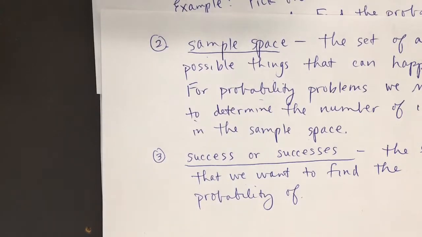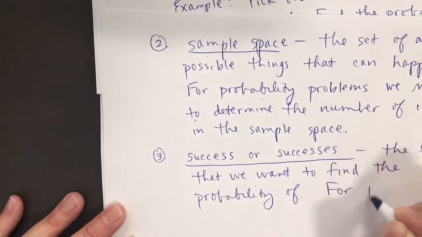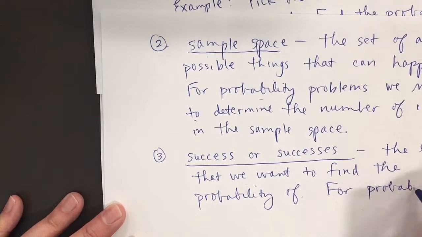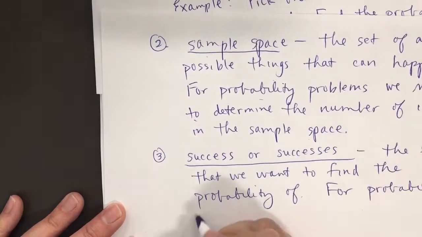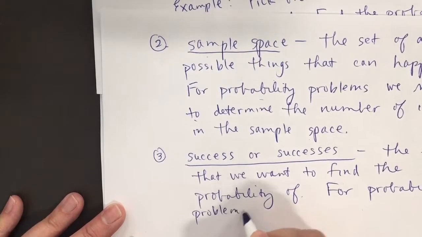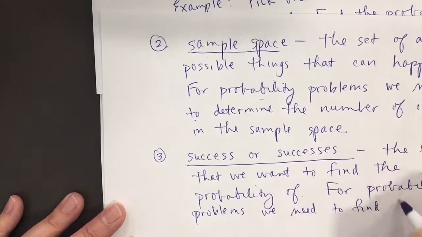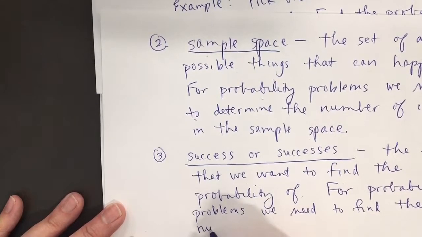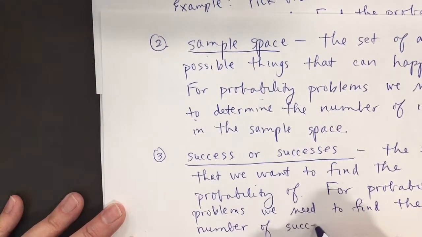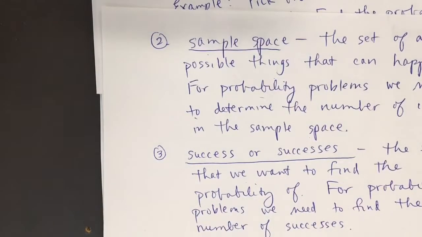For probability problems, we need to find the number of successes to calculate the probability. Those are the two numbers we need. Now I'm going to give you the formula for probability.